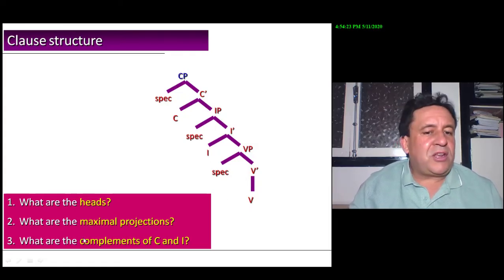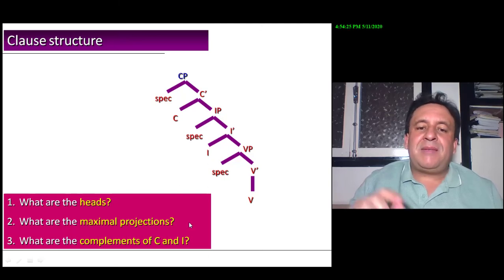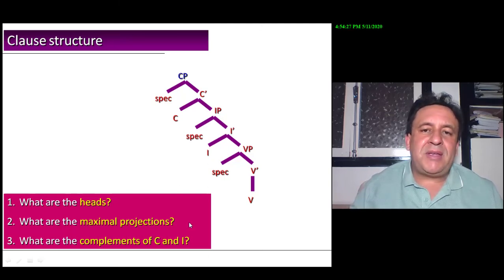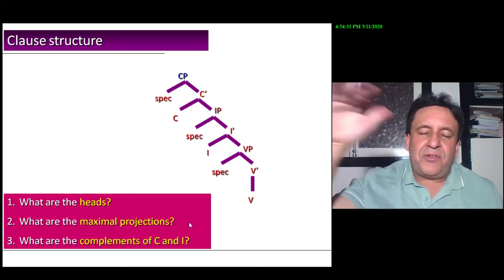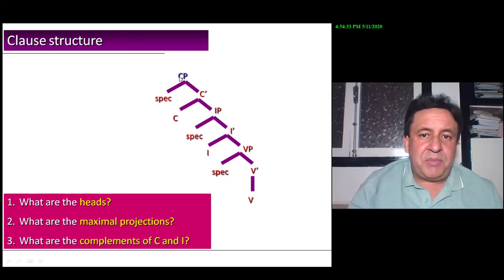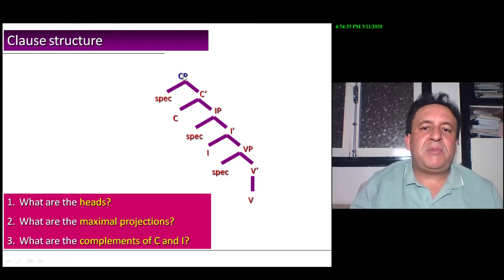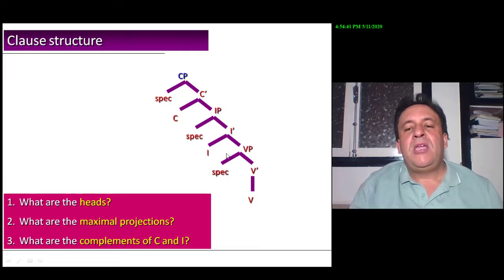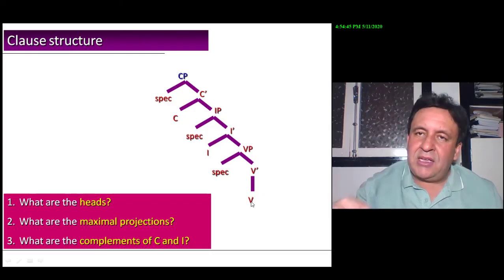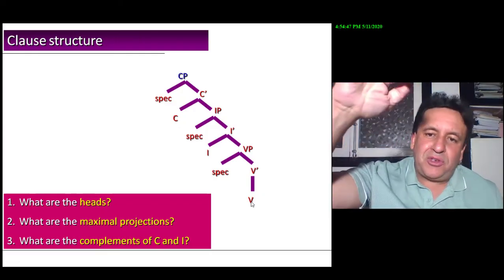What are the maximal projections? And remember, by the maximal projection we mean the phrase level, the phrasal categories. So we have the CP, which is the maximal projection of C, the complementizer. We have the IP, which is the maximal projection of I. We have the VP, which is the maximal projection of V. So each head must have a maximal projection.